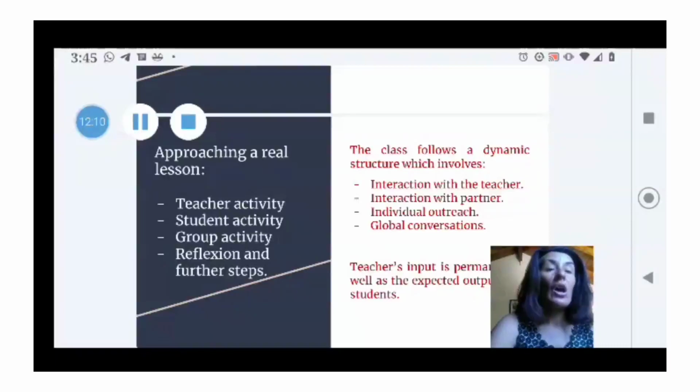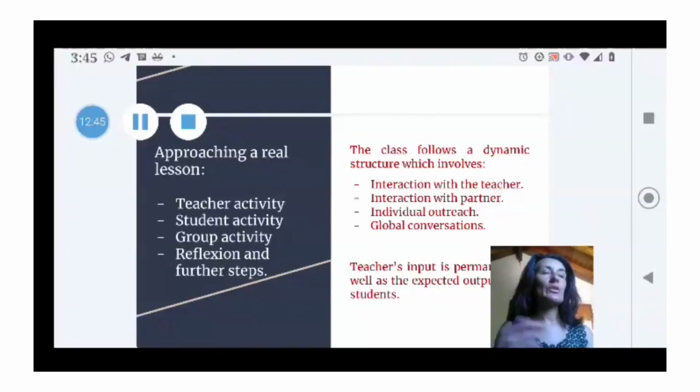The class follows a dynamic and structure, which involves interaction with the teacher. So, you as a teacher are in the center of the classroom. It's your responsibility, it's your classroom, they are your students. So, interaction between teacher and students is very important. Interaction with a partner: students may talk to each other.